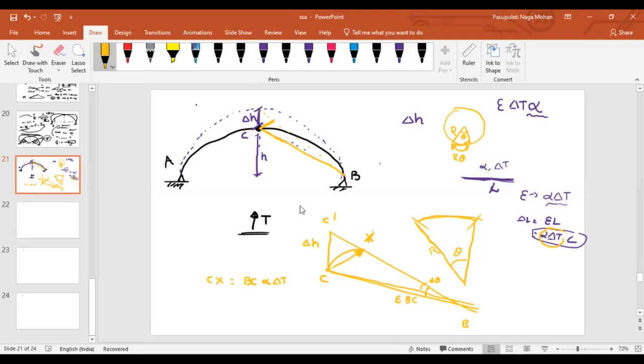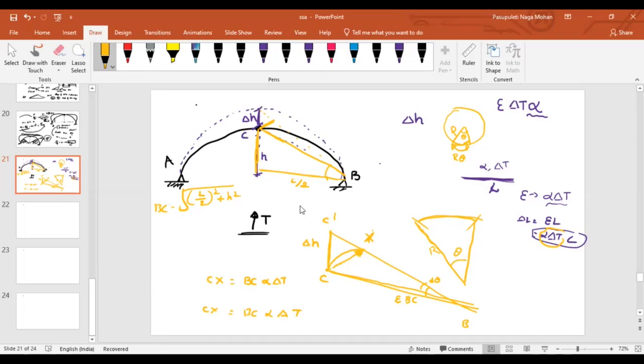What about this BC? Can I find out the length of BC? From here to here H, from here to here L by 2. What about the length of BC then? Length of BC is nothing but the square root of (L by 2) square plus H square. Now I'm not replacing this value, but you know. So what is the CX value? BC into alpha into delta T. But what is our requirement? Our requirement is not to find out this, but to find out this value, delta H. So for this, how do we find out?